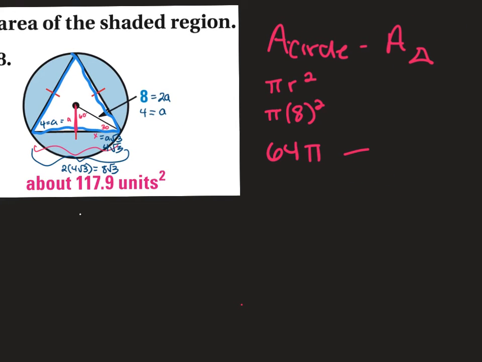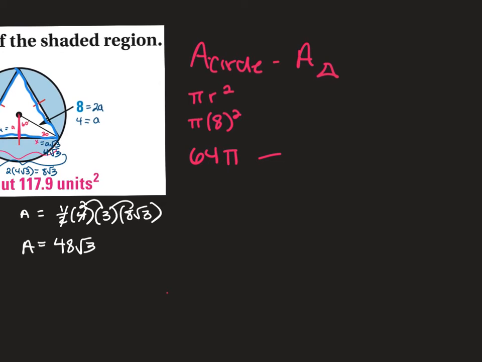Now I've got the area of the triangle, 1/2 A, n is 3, length of each side is 8 root 3. 1/2 of 4 is 2, 2 times 3 is 6, 6 times 8 is 48 root 3. And I would subtract that.